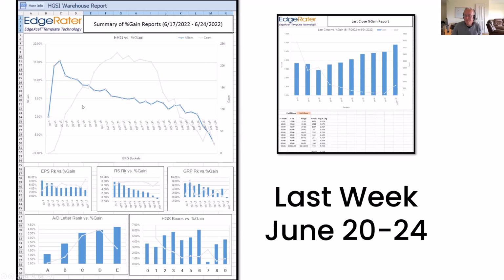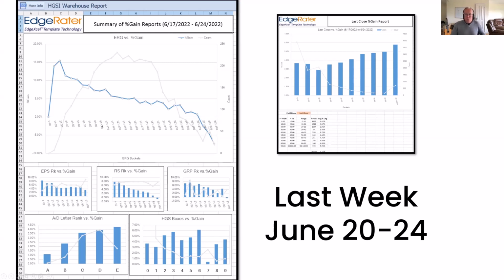So low ERG stocks did the best. And as you went up the ERG, and ERG is the earnings, relative strength, and group rank combined, as you went up through to get to higher values, the percent gain was lower for those stocks, and even negative in anything above 260 ERG.